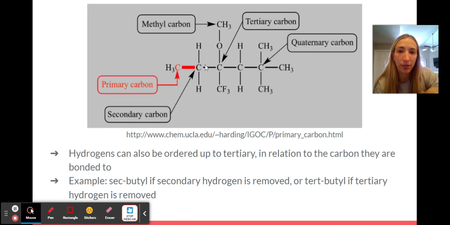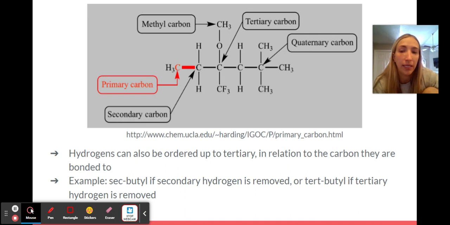So a primary carbon is going to be a carbon that's only bonded to one other carbon. So this one here is a primary carbon. You see a carbon here, it's only bonded to one other carbon and then 3 hydrogens. A secondary carbon like this one is bonded to 2 other carbons, so one here, one here. Tertiary carbon bonded to 3 other carbons, 1, 2, 3, and then there's an oxygen there, so that doesn't count. And then a quaternary carbon is bonded to 4 other carbons, 1, 2, 3, 4.